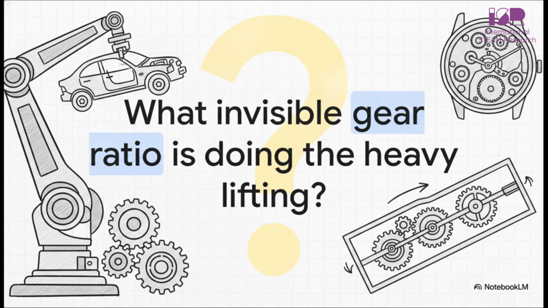So, the next time you see a massive robotic arm effortlessly lift a car chassis on an assembly line, or even just watch the second hand on a tiny mechanical watch tick by, ask yourself, what invisible gear ratios and what beautifully meshed teeth are quietly doing all the heavy lifting hidden inside?